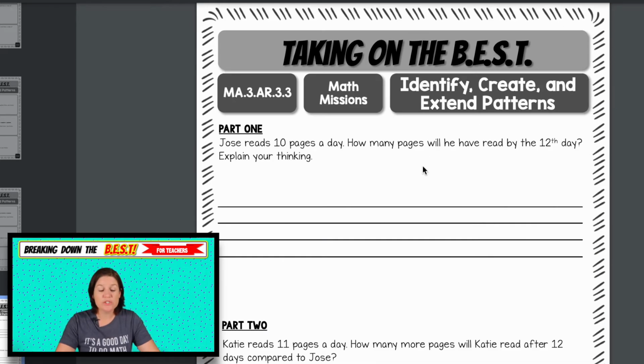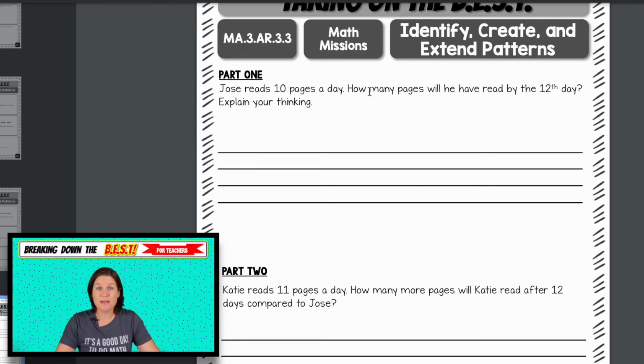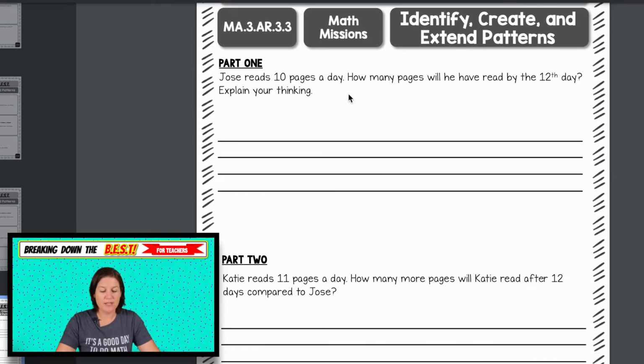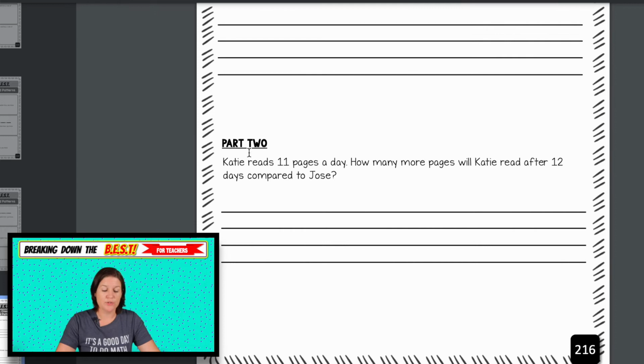Then you come to your math mission, which is a math task. For this math mission, it has 2 parts. The first part says, Jose reads 10 pages a day. How many pages will he have read by the 12th day? Explain your thinking. Part 2. Katie reads 11 pages a day.